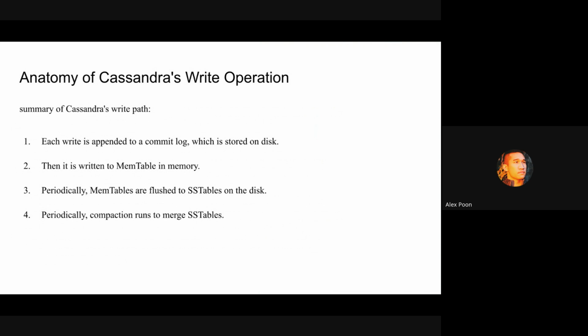First, each write is appended to a commit log, which is stored on disk. Two, it is written to mem table in memory. Three, periodically, mem tables are flushed to SS tables on the disk. Four, periodically, compaction runs to merge SS tables.